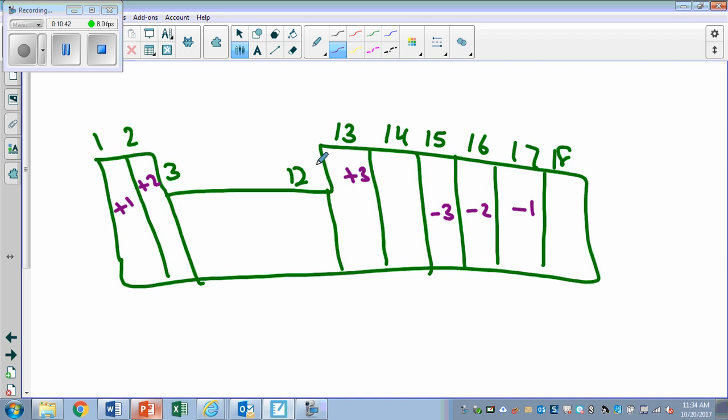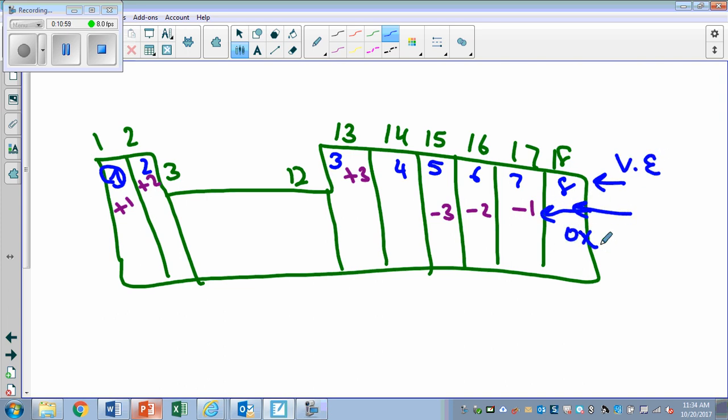They all have one valence electron. They have two valence electrons. They have three valence electrons. This is 4, 5, 6, 7, and 8 valence electrons. So these are the valence electrons, and these are the oxidation numbers, the oxidation states. So you should be able to figure out the oxidation states.